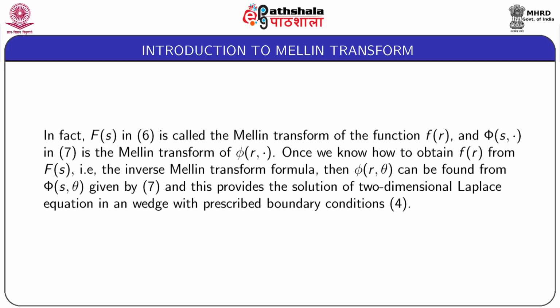Here capital F(s) in equation 6 is called the Mellin transform of the function small f(r), and capital Phi(s) in equation 7 is the Mellin transform of small phi(r). Once we know how to obtain small f(r) from capital F(s), that is, if we know the inverse Mellin transform formula, then small phi(r) can be obtained from capital Phi(s, theta) as given by equation 7.